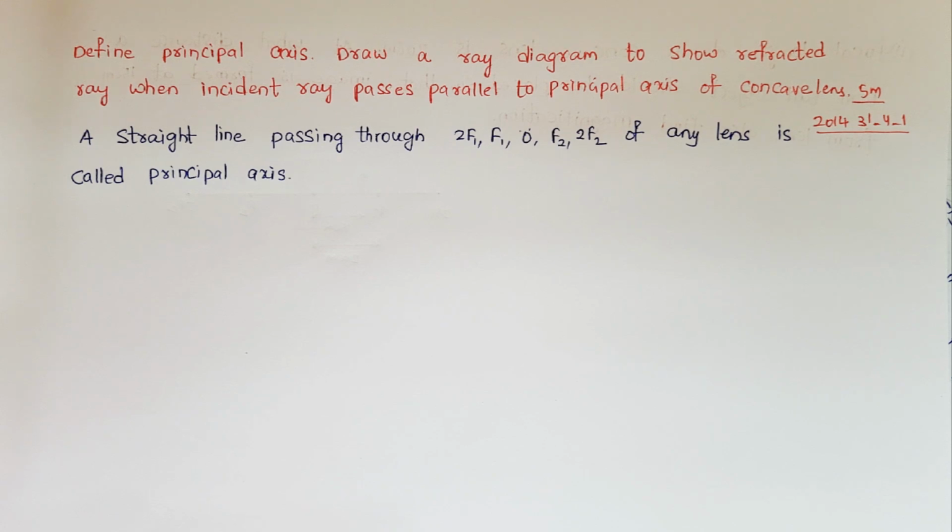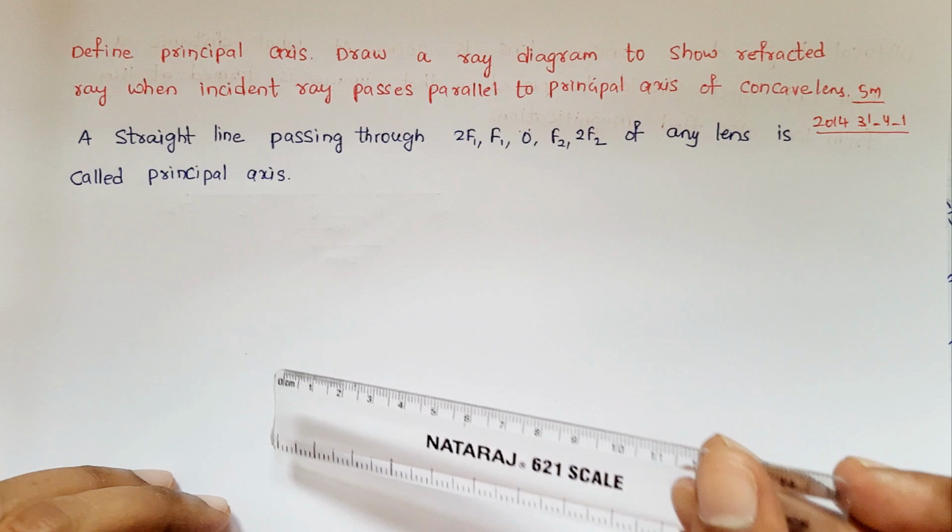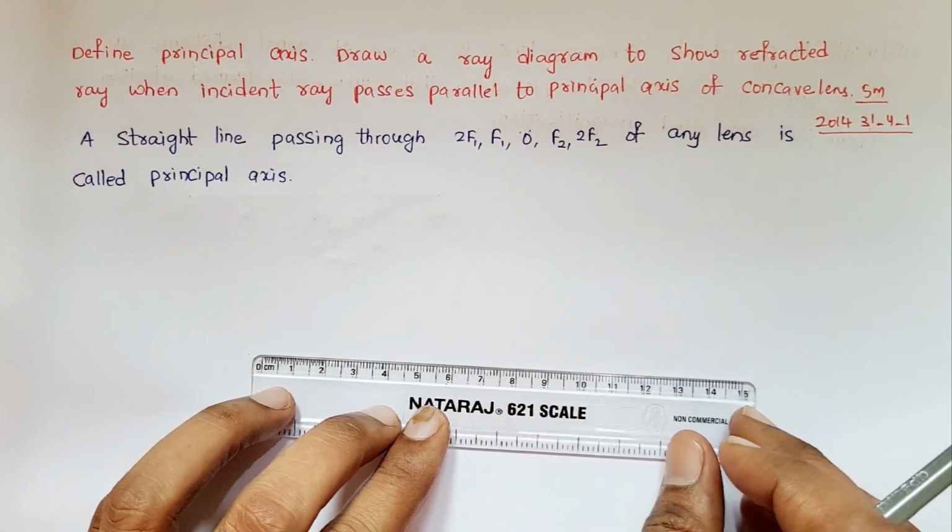They asked us to define principal axis. Principal axis can be defined as a straight line passing through 2f1, f1, optical center, f2 and 2f2 of any length. And now they also ask to draw a ray diagram when a light ray passes parallel to the principal axis of a concave lens.